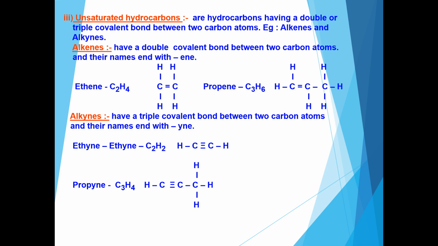So all those compounds that have a carbon-carbon double bond are known as alkenes. And what are alkynes? Where there is a carbon-carbon triple bond. For example, ethyne having the formula C2H2, C triple bond C. In C3H4 also you can see there is one carbon-carbon triple bond. So that's why these are known as alkynes. Both alkynes and alkenes are unsaturated hydrocarbons.